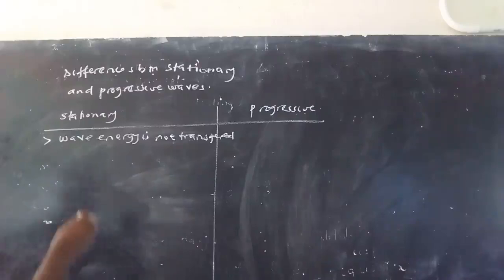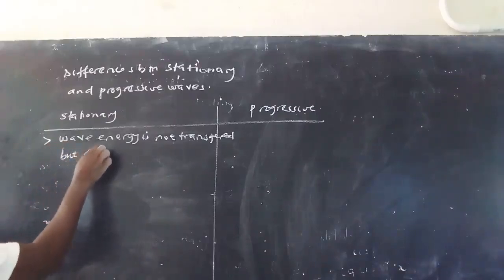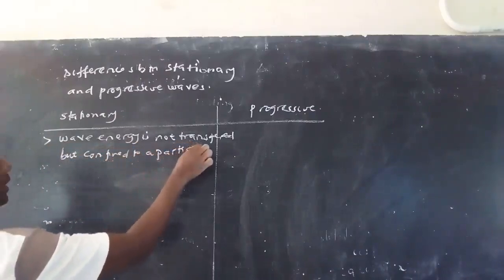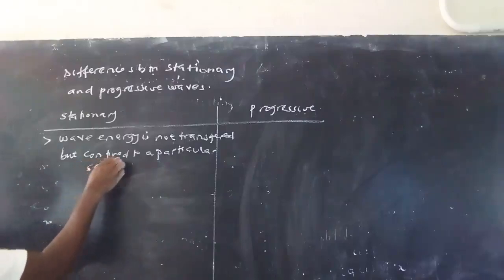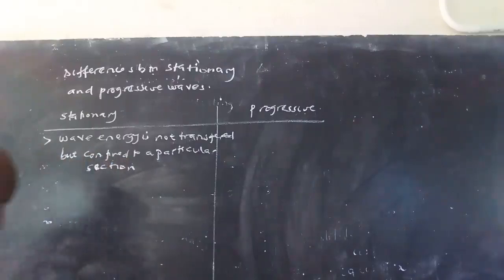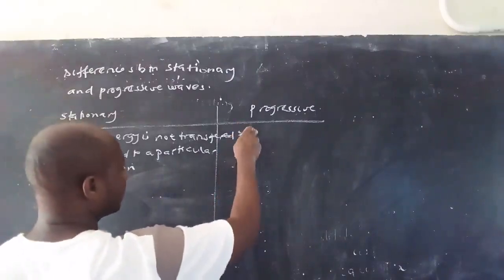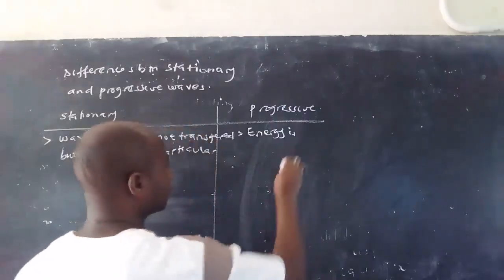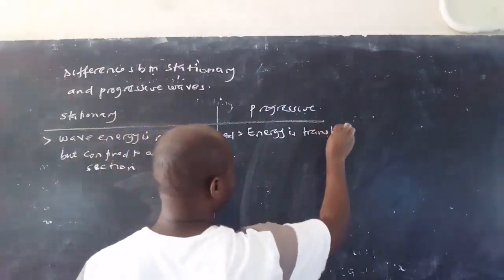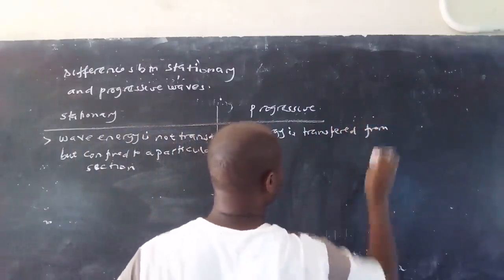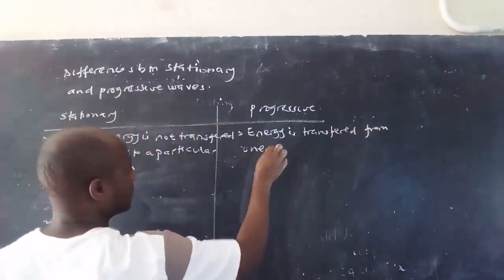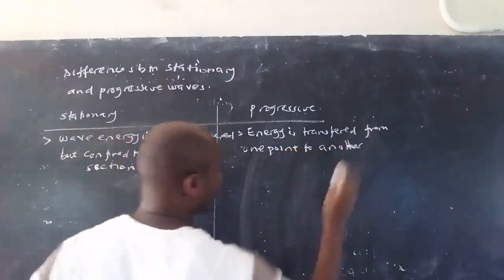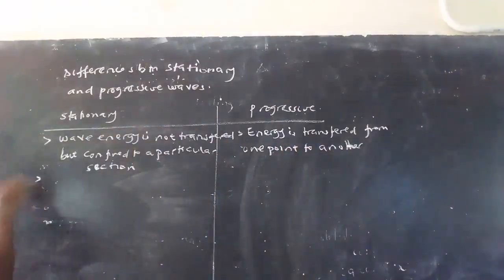Energy is confined to a particular section. Under progressive waves, energy is transferred from one point to another. That's one.